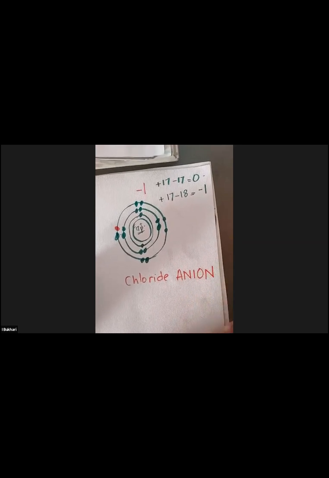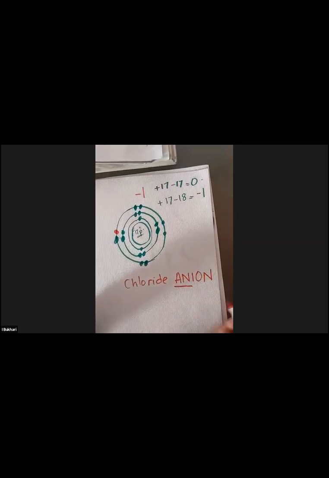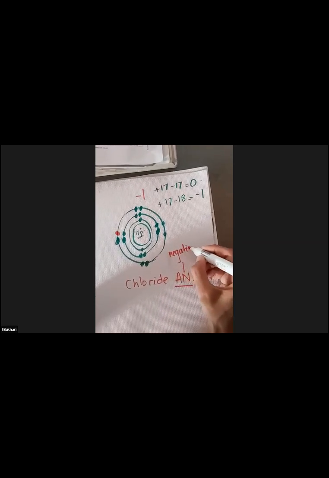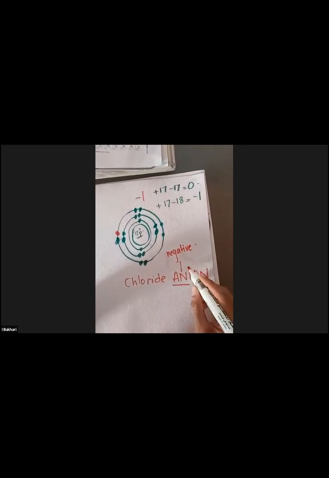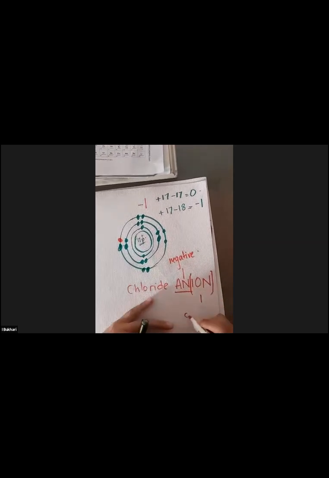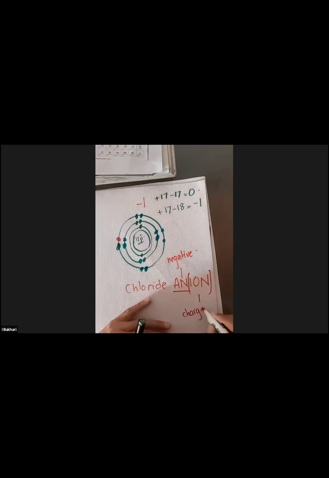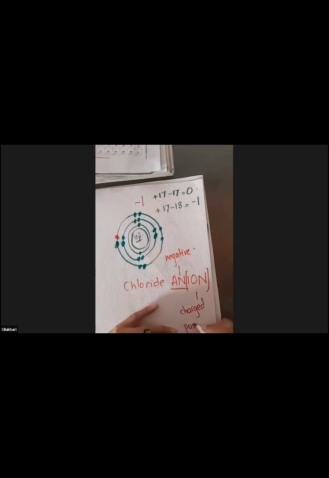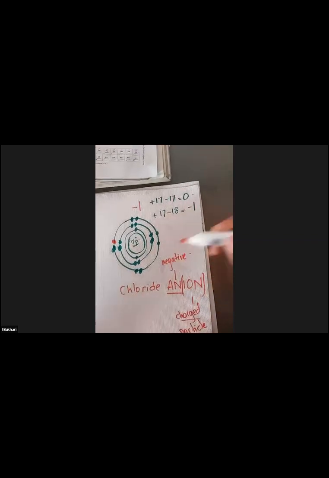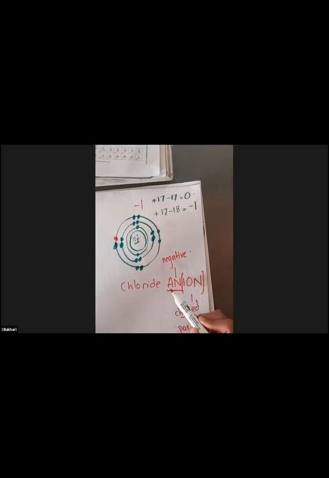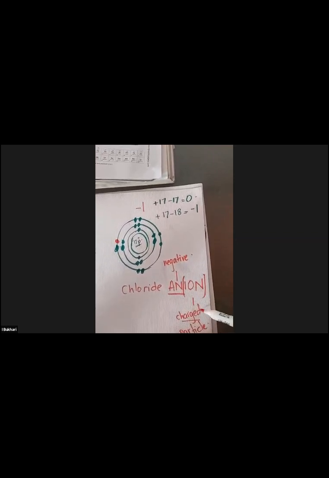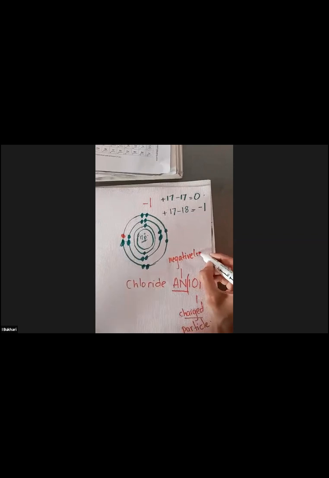Anion. An means negative. Negatively charged ion. Ion is any charged particle. Ion means charged particle. If I say ion, I just mean charged particle. Whether it is positive or negative will be decided by the prefix I use. An anion would mean a negatively charged particle.